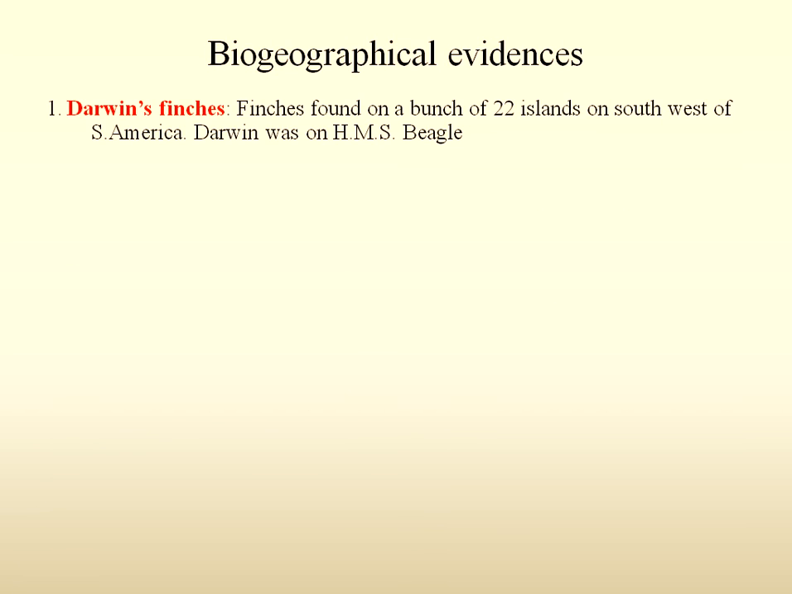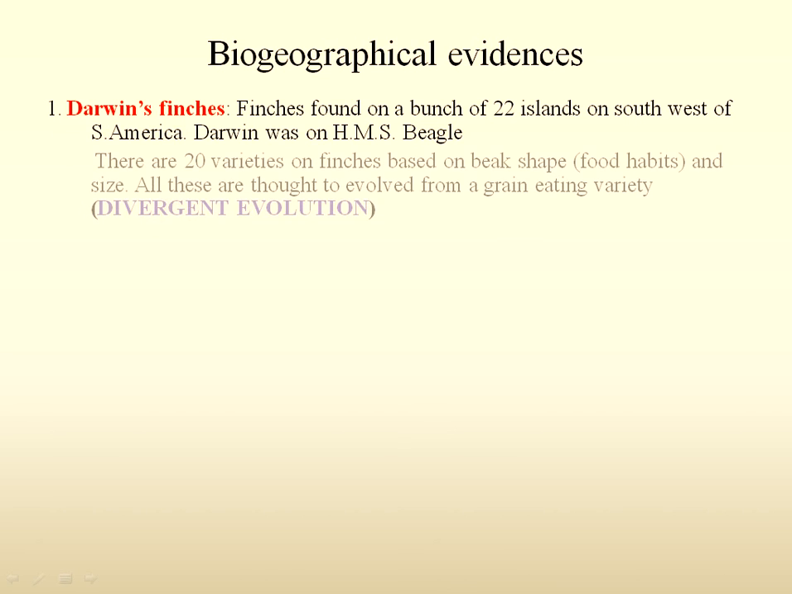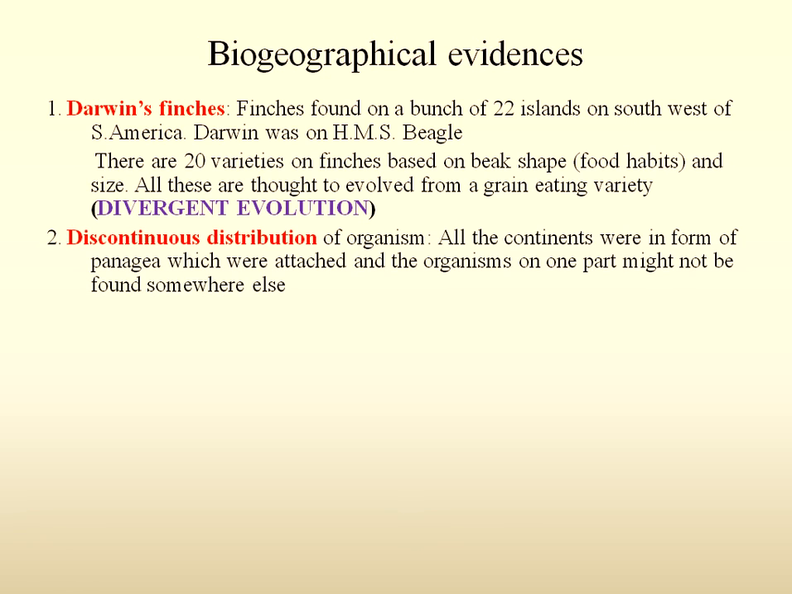The next is the biogeographical evidences. Darwin's finches. The finches are found on a bunch of 22 islands on the southwest of South America. Darwin, on his voyage on the ship HMS Beagle, found 20 varieties of finches based on their beak shapes. Obviously, the beak shapes are determined by the food habits and are of various sizes. All these are thought to have evolved from a grain-eating variety, thereby showing an example of divergent evolution.